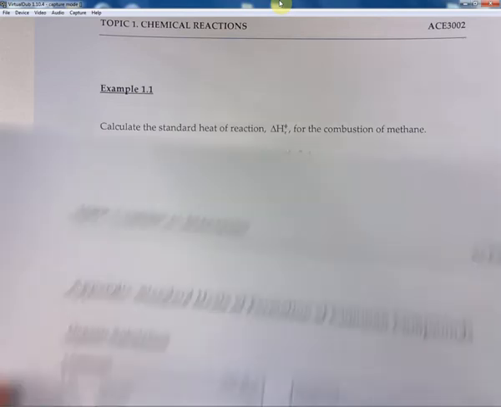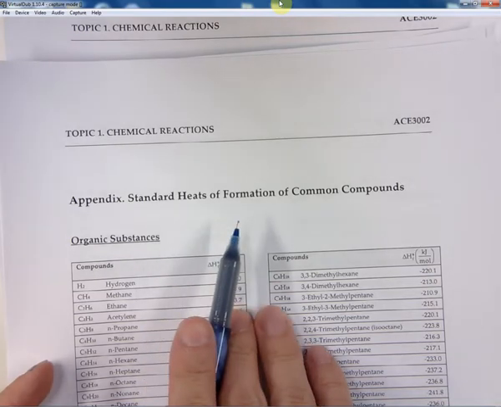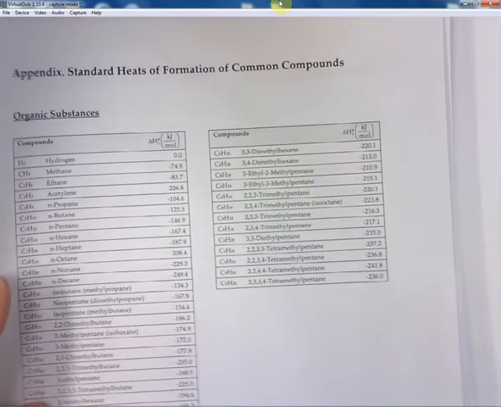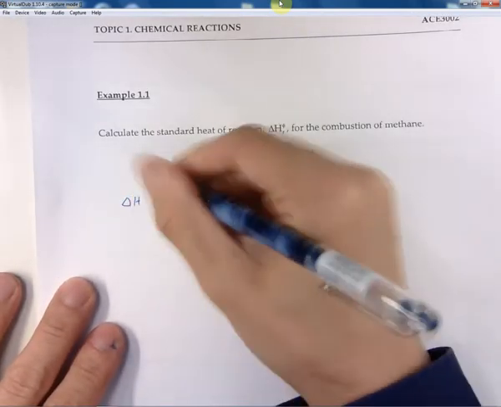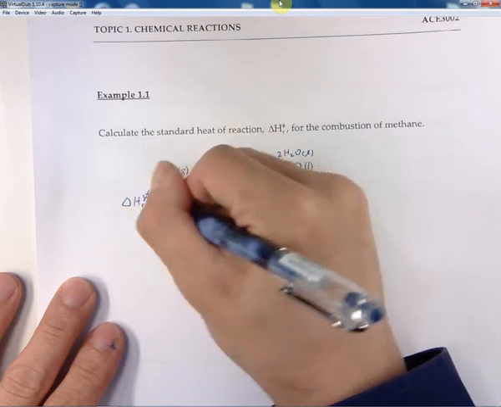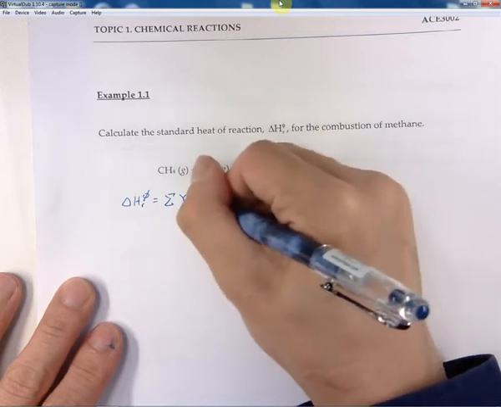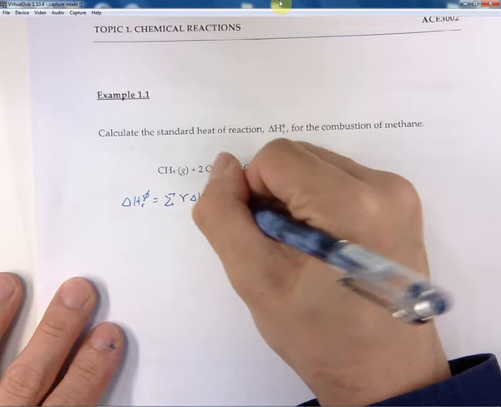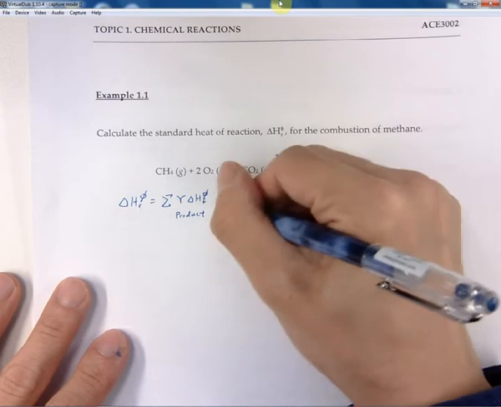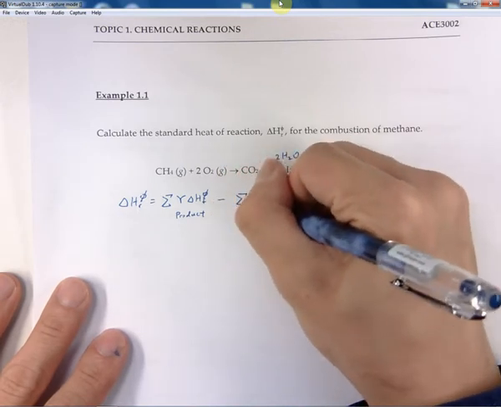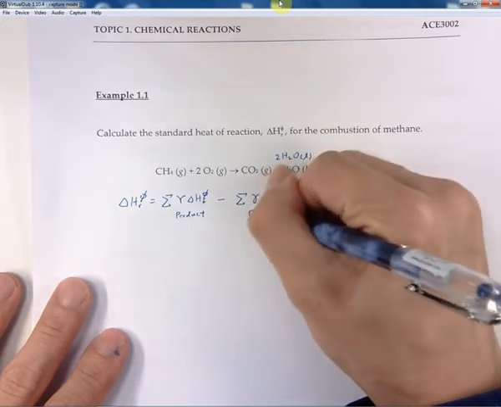The table that is given at the back of this chapter and the appendix says that it's a standard heat of formation of common compounds. So we will use the heat of formation. So you want to use the heat of formation to calculate. So heat of reaction is the sum of my heat of formation of my product minus the sum of the heat of formation of my reactant.